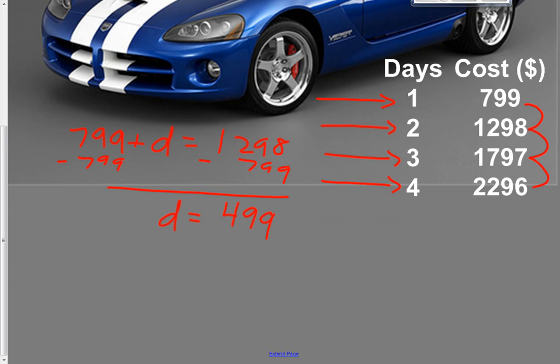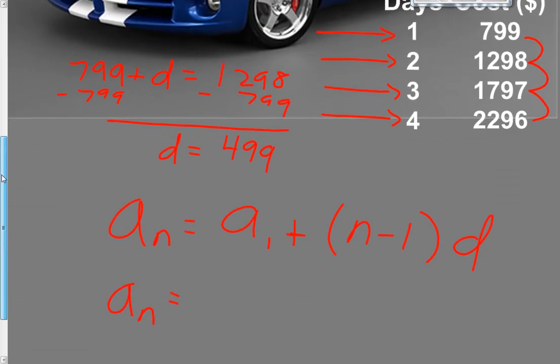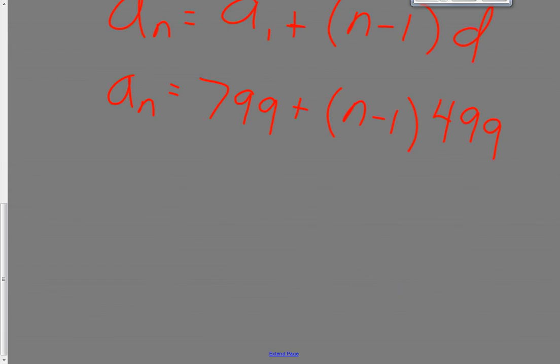So for this first one, write the equation. The equation for any arithmetic sequence is a sub n equals a sub 1 plus n minus 1 times the common difference d. So let's start filling in the information that we know. I don't know how many days I'm going to rent it for yet, so we're going to keep a sub n. That equals the value of the first day that I rent it, which is $7.99, plus n minus 1, I don't know how many days yet, times the common difference, which we established was $4.99. Let's simplify this by distributing, getting rid of our parentheses here.